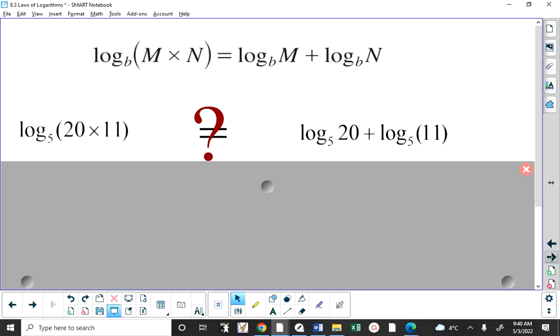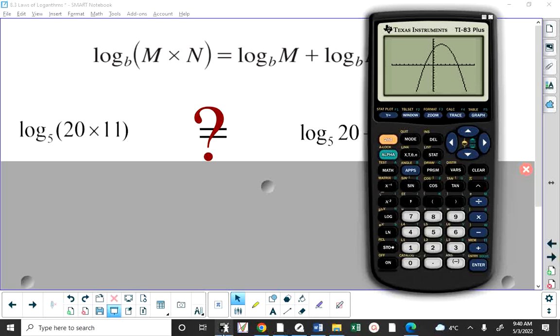And I'm not sure why I have brackets around the 11 and not the 20. That's not important. So how would we go ahead and find log base 5 of 20 times 11? Well, if you have a TI-84 calculator, you can use the log base function. I have to use the change of base formula. So I have to enter log of 20 times 11 divided by log of 5. That's how I would calculate log base 5 of 20 times 11. And I get this number.